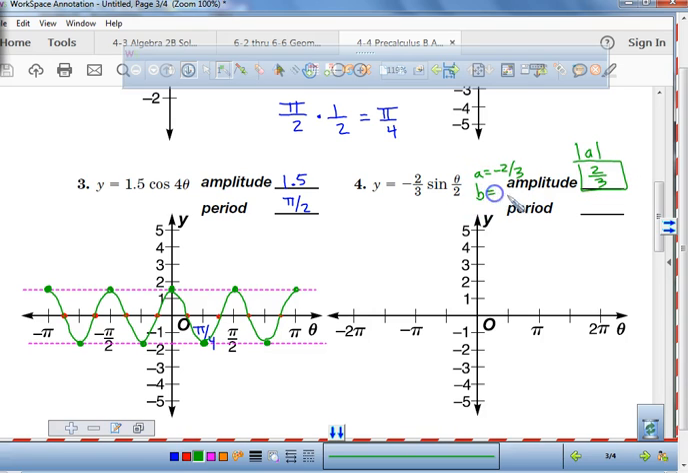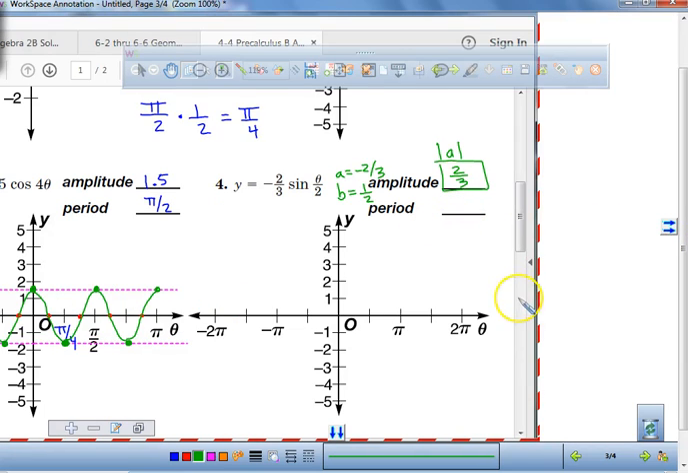My B value, it says theta over 2, so our B value is 1/2. So if I wanted to find my period, what's the formula for period?